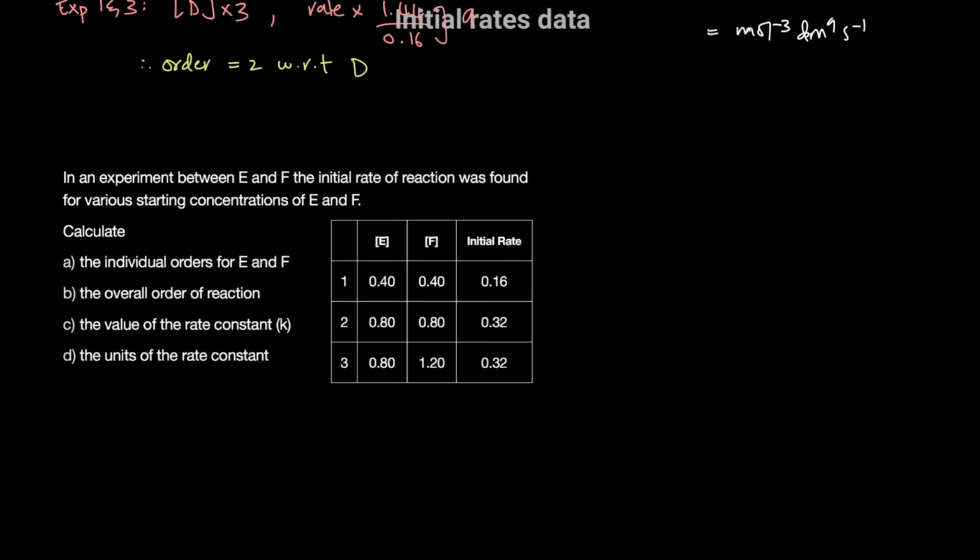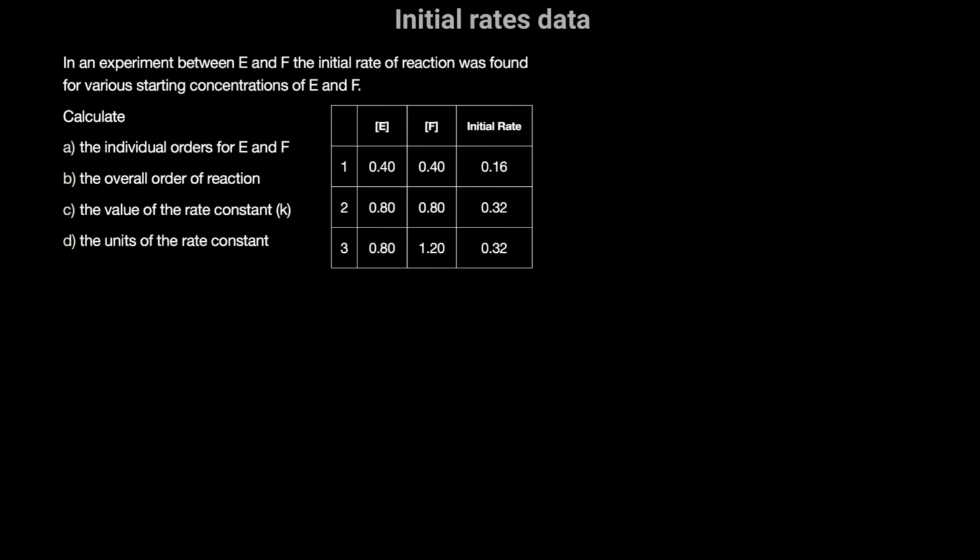The next question that we have says, in an experiment between E and F, the initial rate of reaction was found for various starting concentrations of E and F. And again, we want to calculate the individual orders and the overall order of the reaction. We want to find the rate equation and the value of the rate constant k, and the units of the rate constant as well.